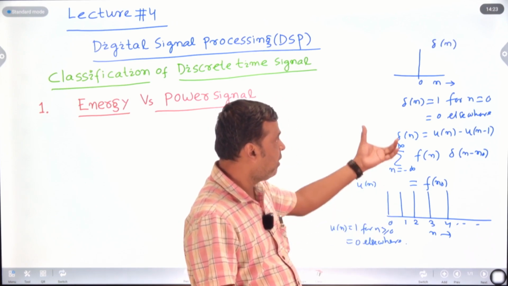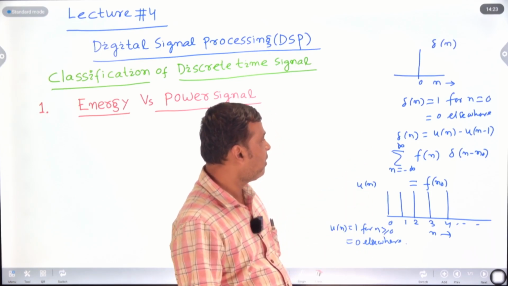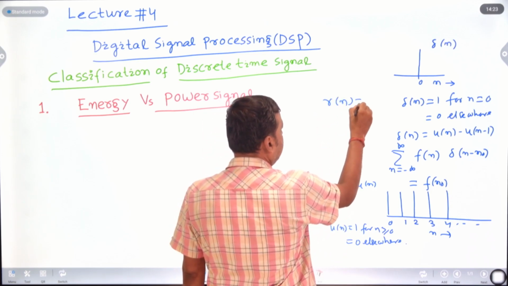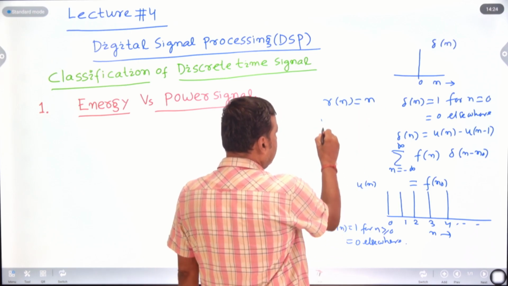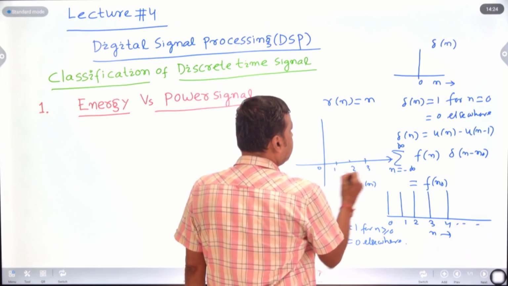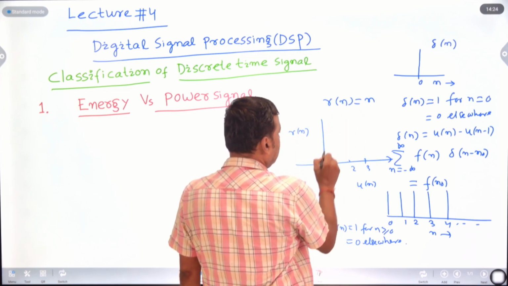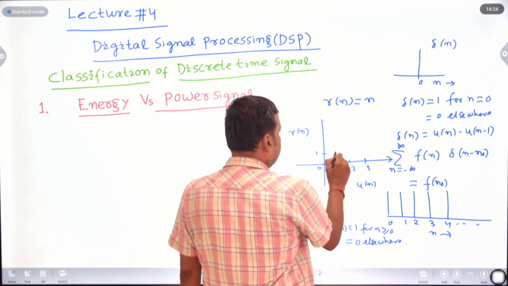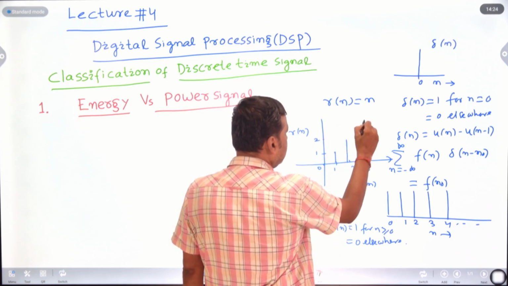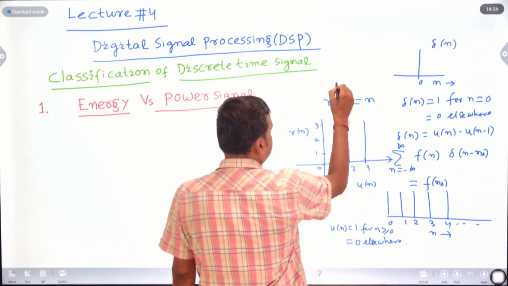So these are the two important basic signals, the impulse sequence and the unit step sequence. Another function I told you about is the ramp sequence, r of n equal to n. For n equal to 0, r of 0 equals 0. For n equal to 1, r of 1 equals 1. For n equal to 2, r of 2 equals 2. For n equal to 3, it is also 3. This is the ramp sequence.